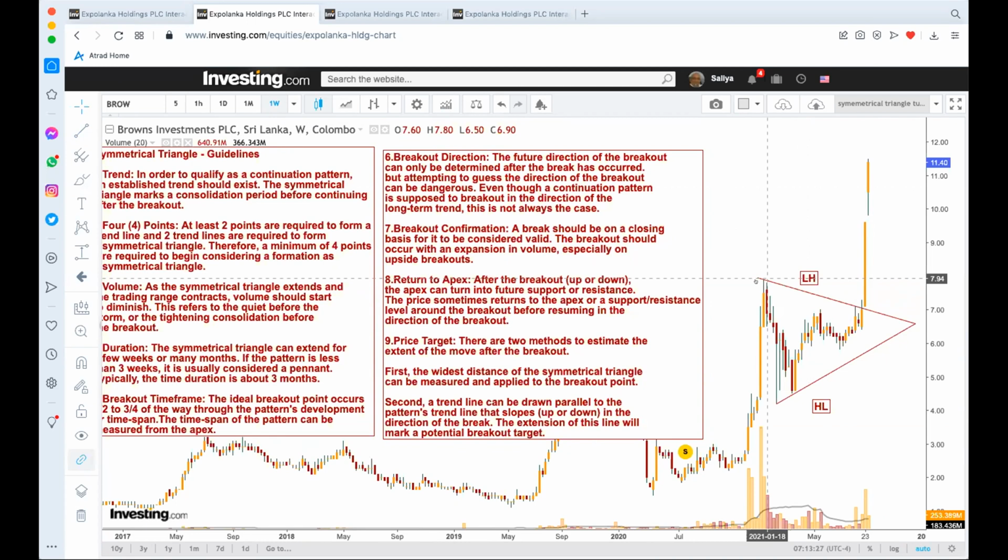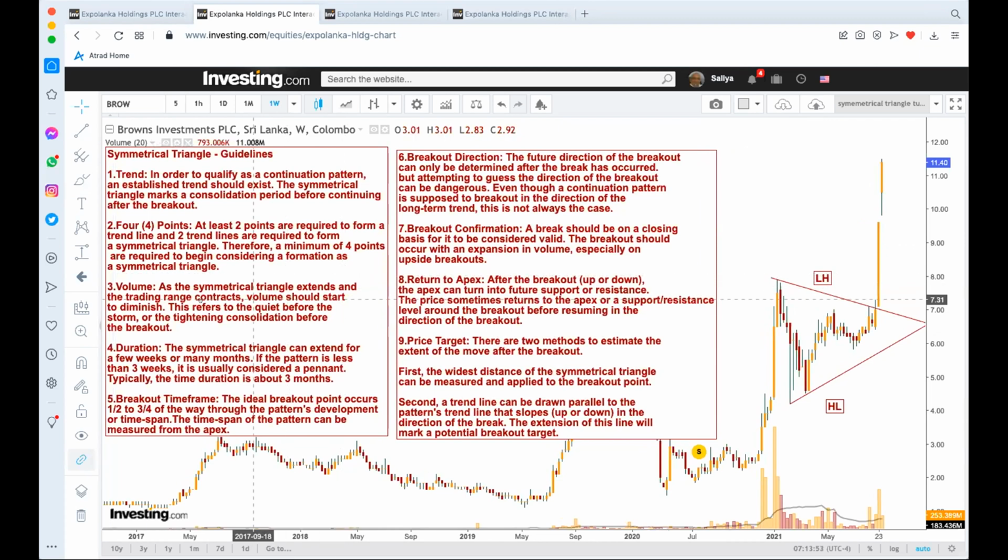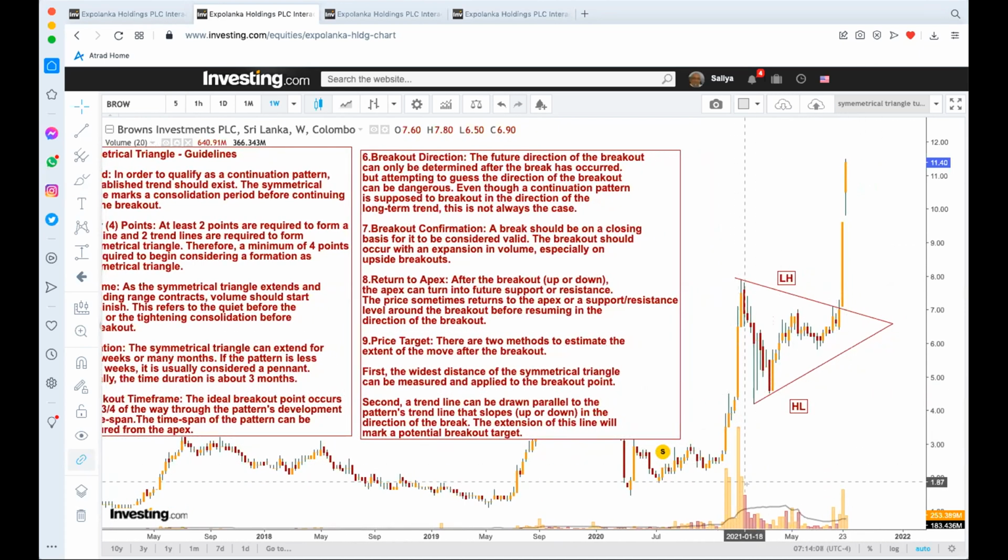So you had the highs and the lows, that's number one, rather the two areas. Then you have the resistance line and the support line. So you have 4 points as mentioned here. Then the volume. What does it mean? As the symmetrical triangle extends, the trading range contracts. This is called the range. It contracts, it comes down, right? While that is happening, the volumes are falling.